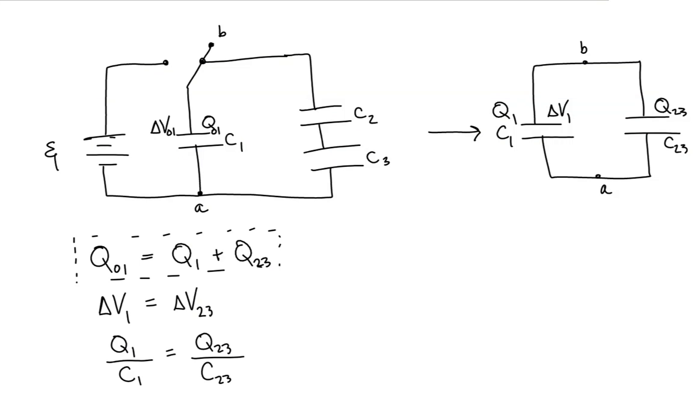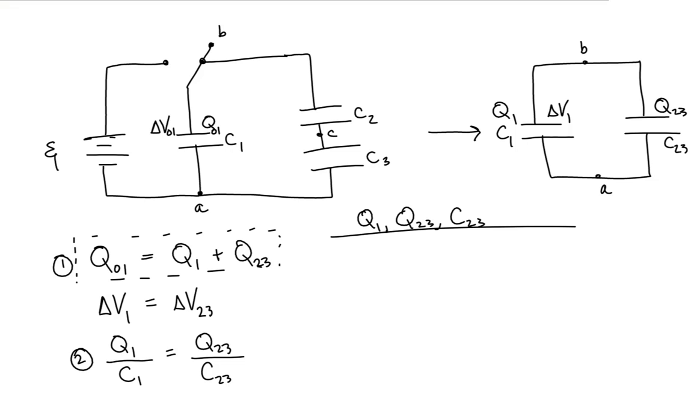So if we look at this expression right here, we don't know Q1, but we do have a relationship that relates Q1 and the charge on the equivalent capacitor, Q2 and Q3. Here I have two equations. I see I have three unknowns. My unknowns are Q1, Q23, and C23. So let's go ahead and find that equivalent capacitance, C23, because I think we know how to do it.